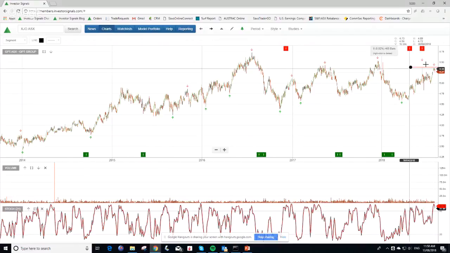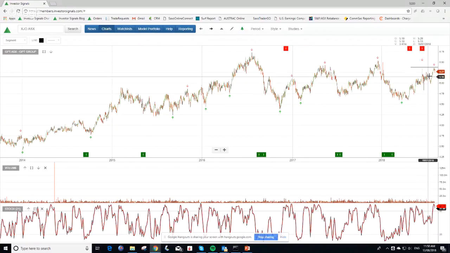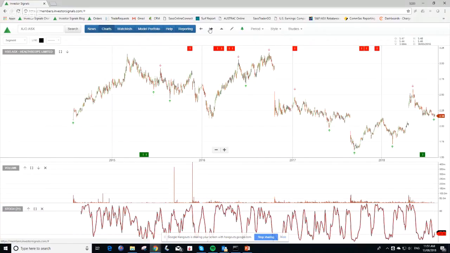GPT, so these property trust names, we've seen yields in the US at the end of last week come off or retrace. That's helped push some of these yield-sensitive names higher, but they are looking expensive based on low levels of earnings growth over the next year or two. So taking profit there on GPT.